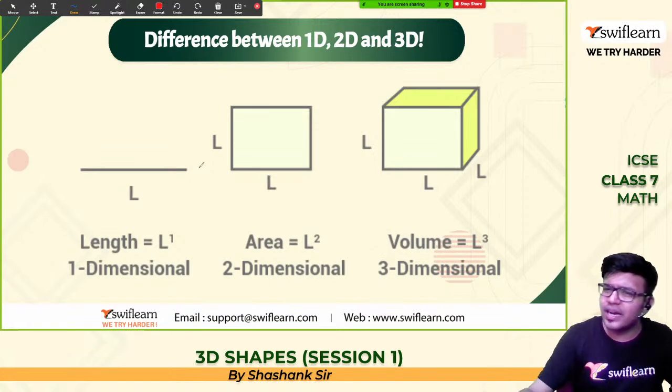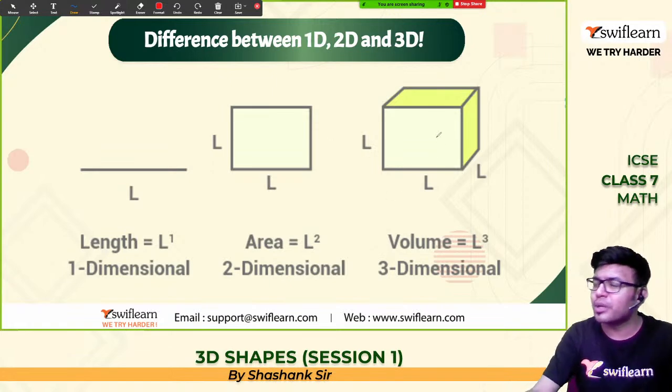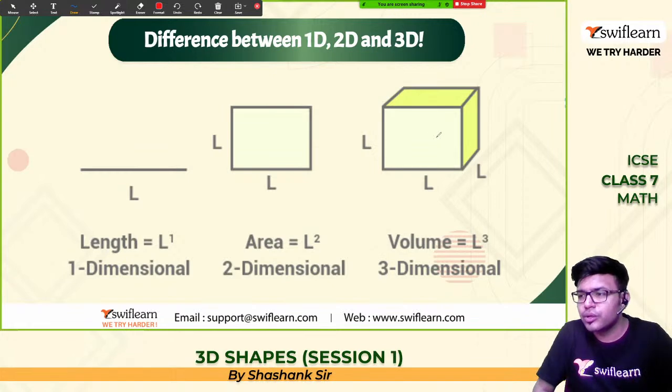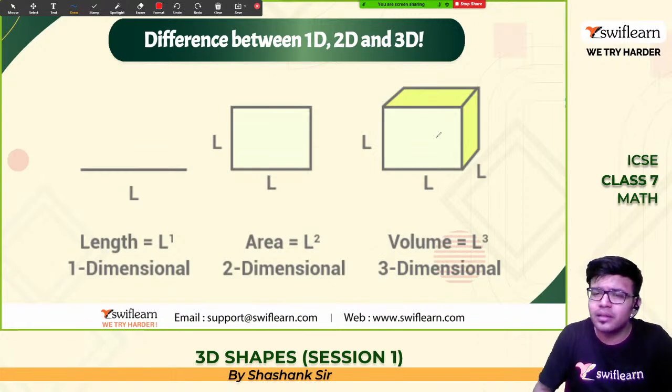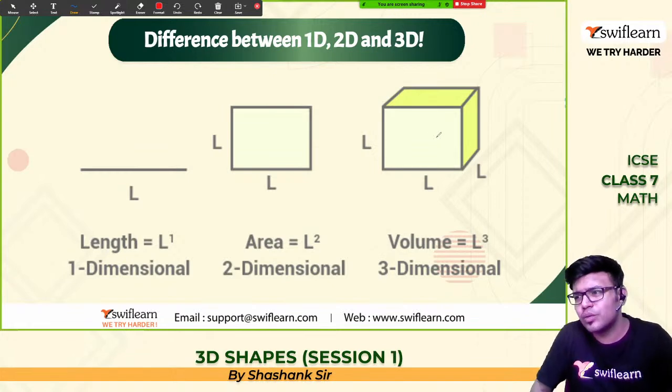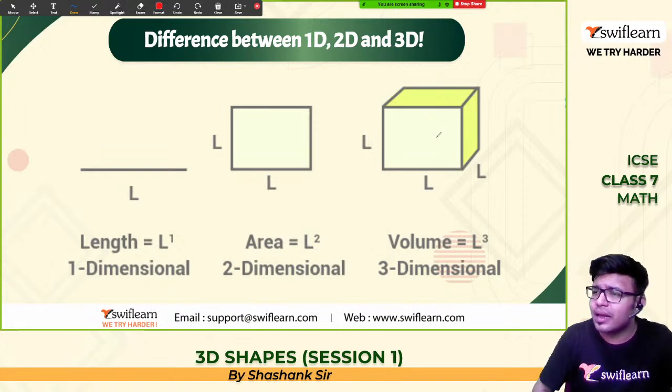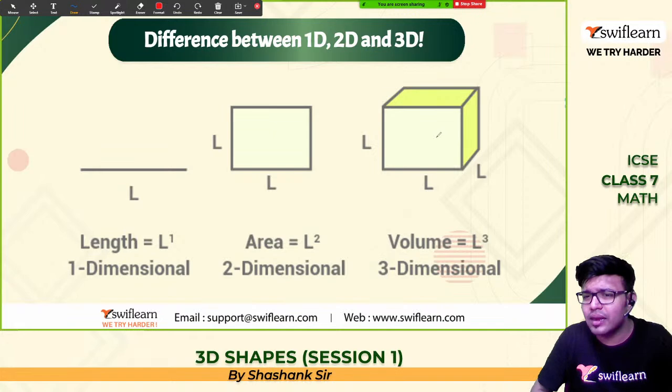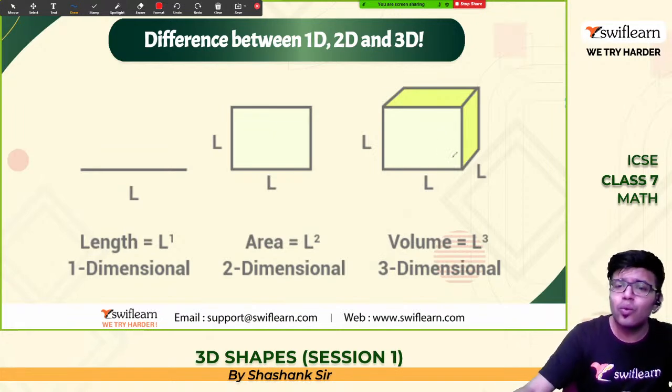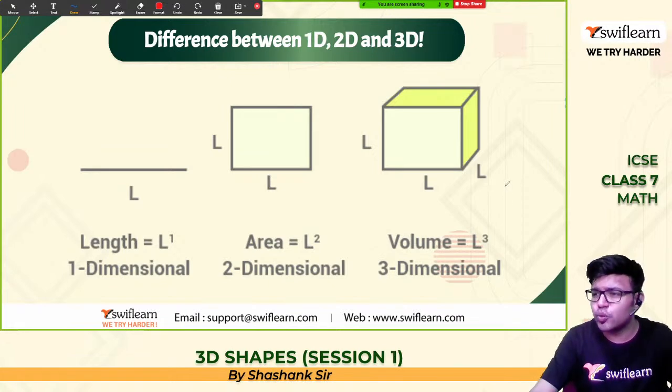And a three-dimensional object, for example a cube, is a geometrical figure having length, breadth, and height, whose sides are all equal. So all sides are equal to L and the volume is given by length into breadth into height. All the dimensions are the same, equal to L. So L into L into L is L cube. So volume is L cube.